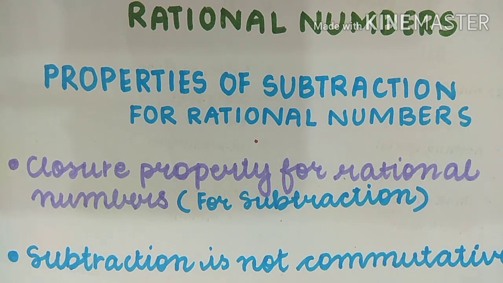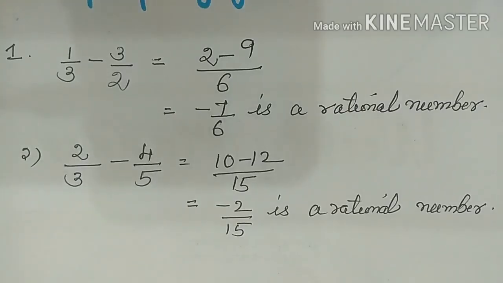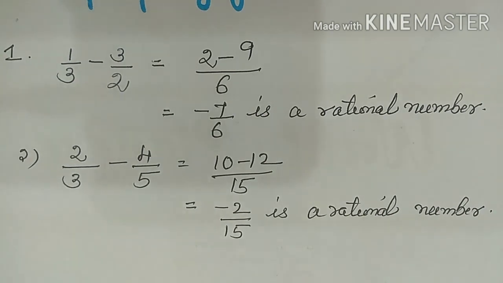Today we are going to learn the subtraction of rational numbers. In the first class we learned the addition of rational numbers, and in day 2 we learned multiplication of rational numbers. Today we are going to learn subtraction of rational numbers. There are mainly 3 properties for subtraction of rational numbers. Students, let us learn first closure property for subtraction.